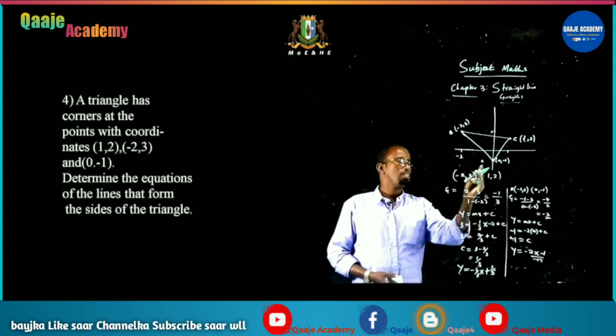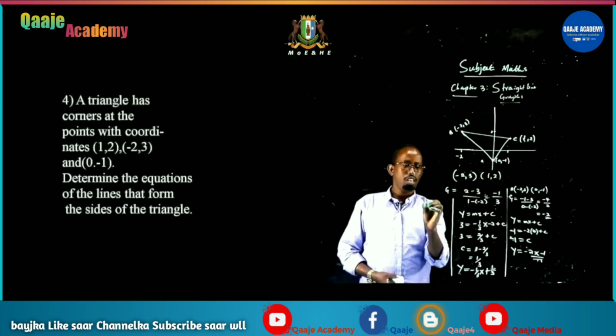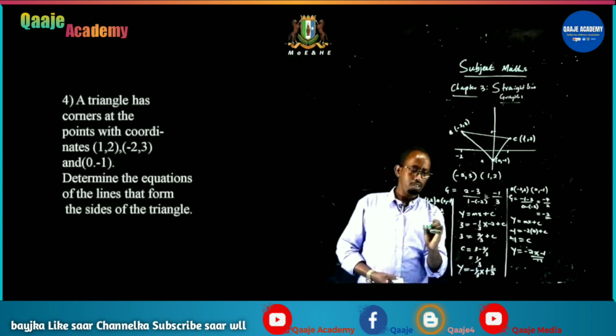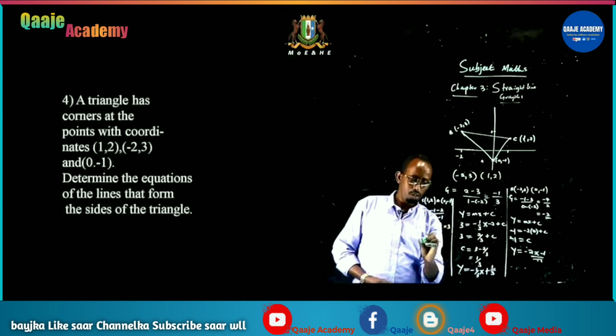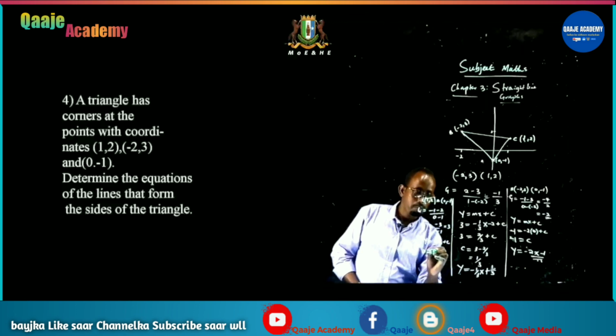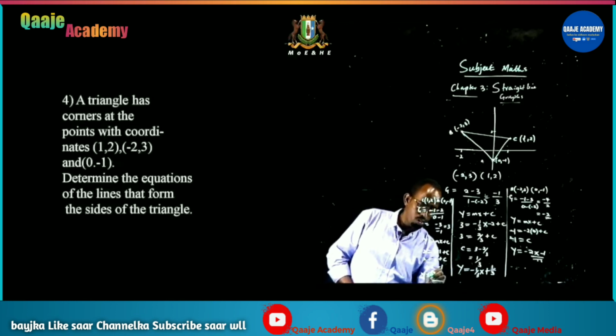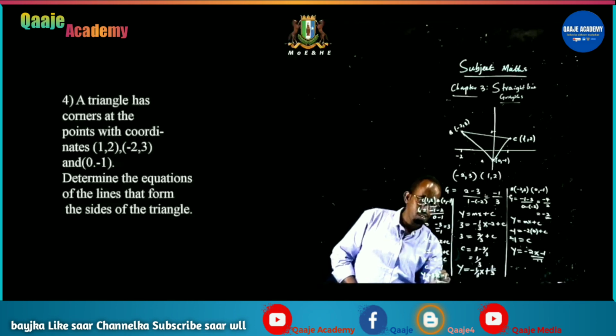Then the last line, CA. C we have (1, 2) and A we have (0, -1). Gradient: (-1 - 2)/(0 - 1). You get minus 3 divided by minus 1, you get 3. y = mx + c. Therefore, y is 2, m is 3, x is 1, plus c. 2 = 3 + c. Therefore, c is equal to negative 1. The equation will be y = 3x - 1.